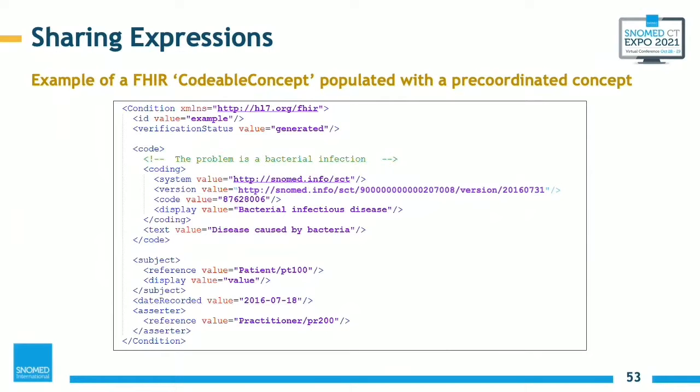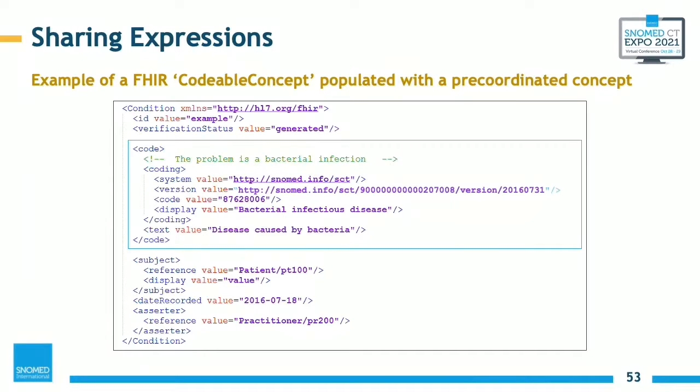Here you see an example of a FHIR condition resource, which is used to communicate information about the disorder of a patient. In this example, the resource includes information about a patient who has been diagnosed with a bacterial infection. And you can see that this coded data element is divided into a coding part, which captures the URI for the code system, SNOMED, a URI for the July 2016 International Edition, the pre-coordinated concept ID, and the US preferred term for this concept, bacterial infectious disease. And in the second part, it has a text attribute, which contains the display term that was shown to the user when they selected this concept. So this is how a pre-coordinated concept would be populated in a coded data element in FHIR.